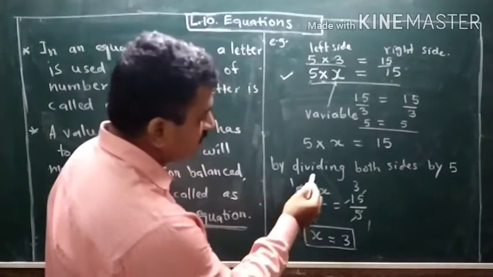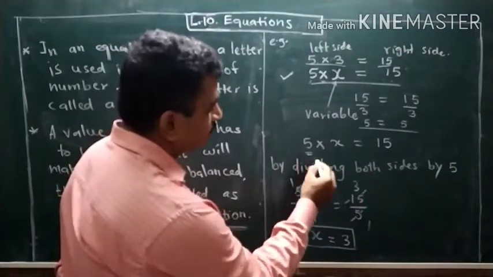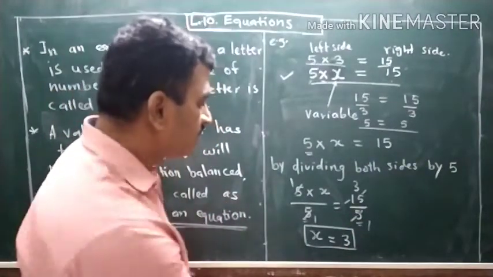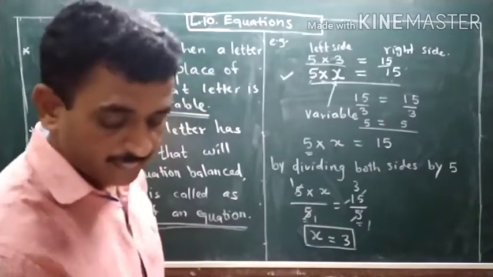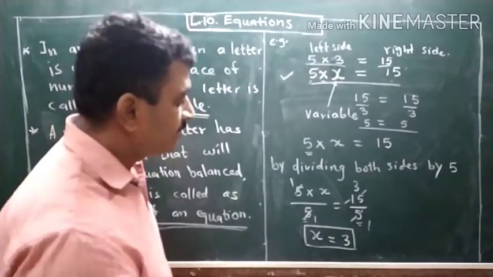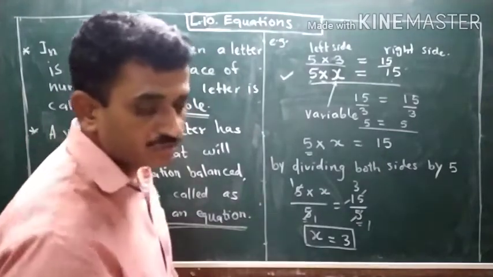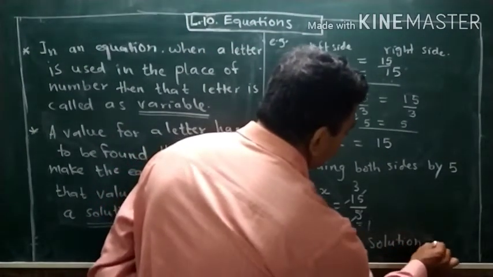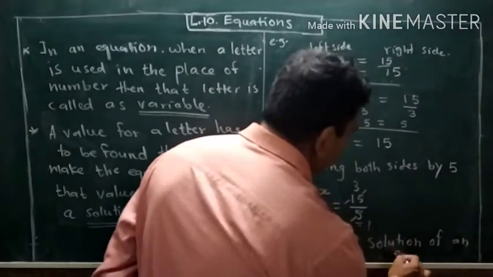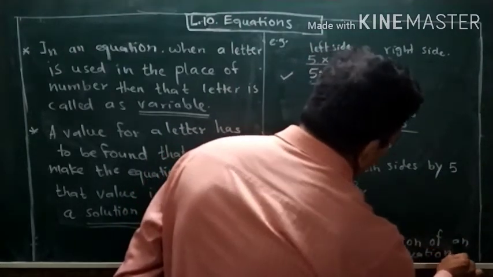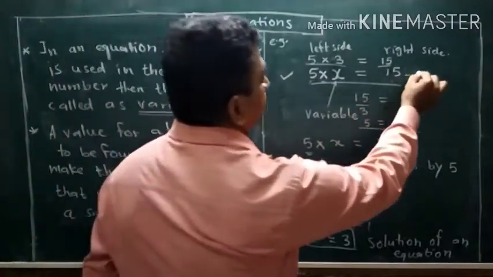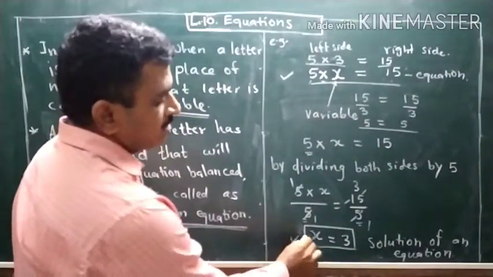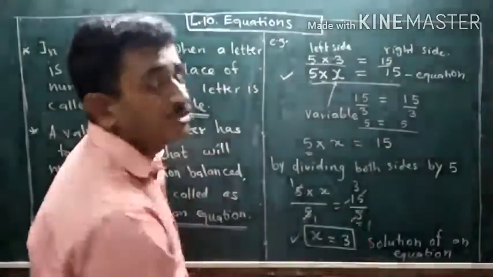So in the same way, we are dividing both the sides by 5. This 5 will divide both the sides. So we get the answer x equal to 3. In this way, we can find the value of x, which is called the solution of an equation. This is an equation, x is equal to 3, means the value of x is equal to 3.